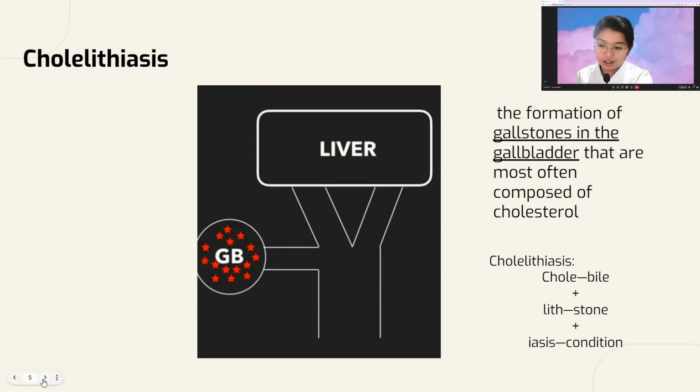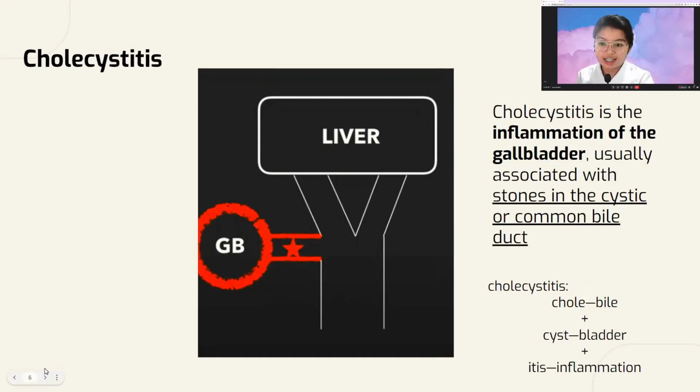Now, onto the next disease, cholecystitis. As you can see, the liver is still there and the gallbladder is now red, and the star, the gallstone, is lodged somewhere in the cystic duct. The breakdown of the name is cholecystitis. Chole means bile again, cyst means bladder, and itis is inflammation. So cholecystitis is the inflammation of the gallbladder, usually associated with stones in the cystic or common bile duct.